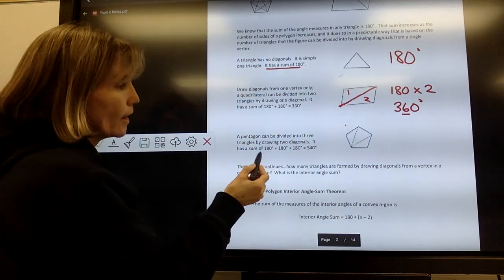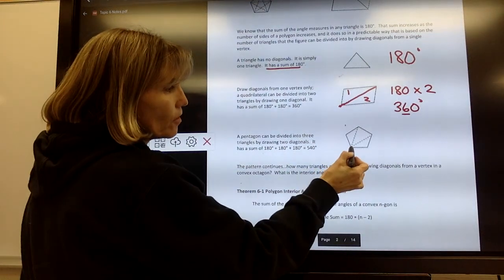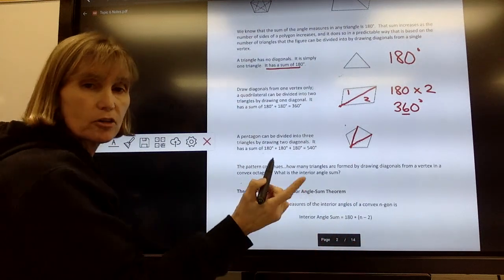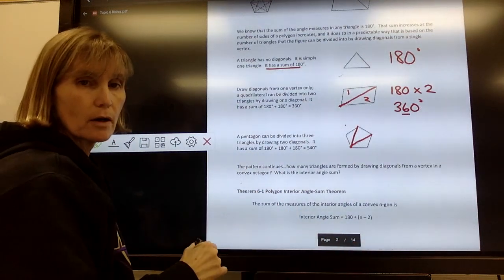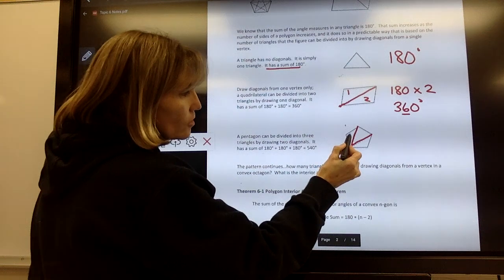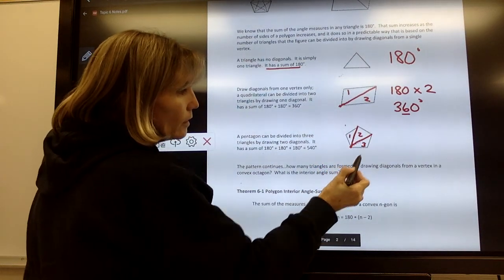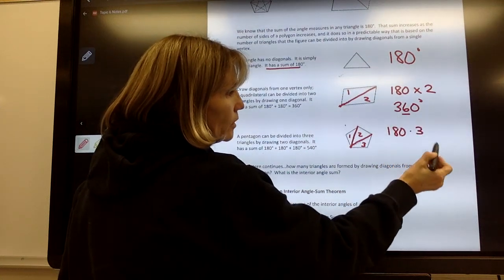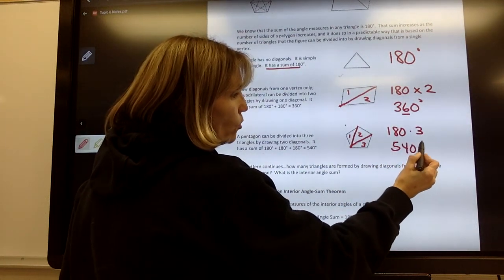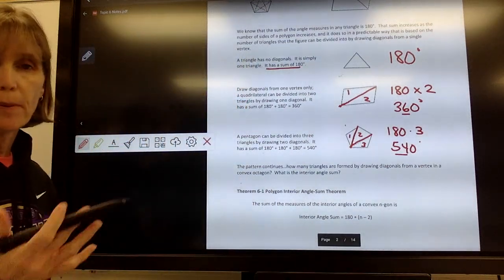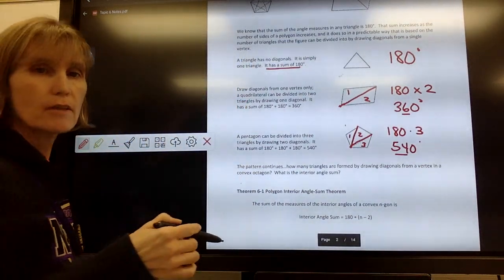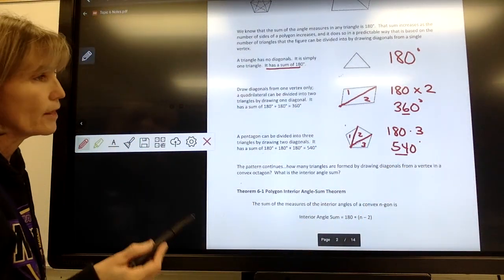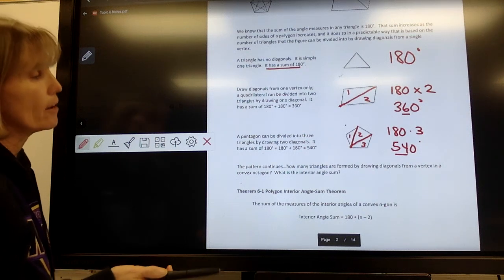Okay? When I look at a pentagon, so this is a 5-sided figure, I'm going to pick out one corner, and I'm going to see how many diagonals I can draw. For a pentagon, we can draw 2 diagonals from the same vertex, but that creates 1, 2, 3 triangles. So I would be taking 180 degrees times 3, and that's 540 degrees. So every pentagon, every 5-sided figure, the sum of the interior angles will be 540 degrees. Okay, and that's a pattern. You're actually seeing a pattern here.